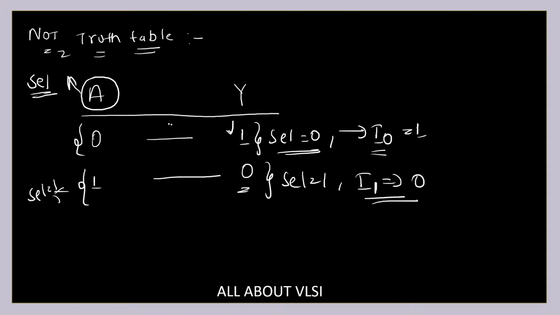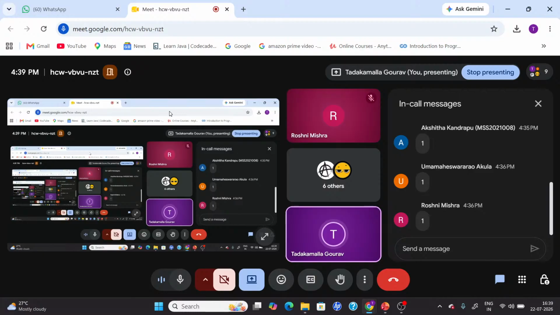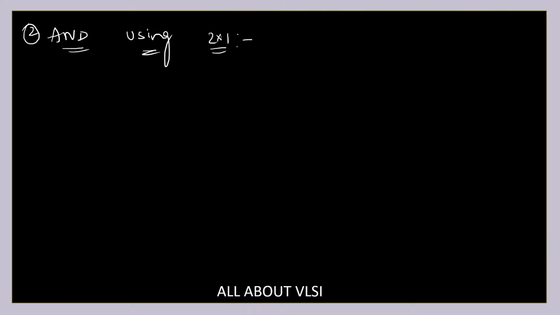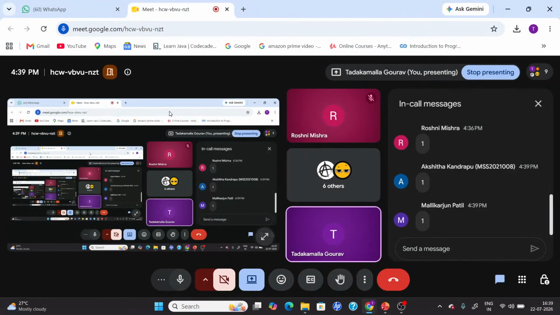Okay. Now let us try to implement this AND gate using a 2 cross 1 multiplexer. If I want to implement this AND gate using 2 cross 1 multiplexer, how to implement? Let us try. So what do you think? How many multiplexers do we need to implement a simple AND gate using a 2 cross 1 multiplexer? Anyone wants to answer? How many? Okay, only one.